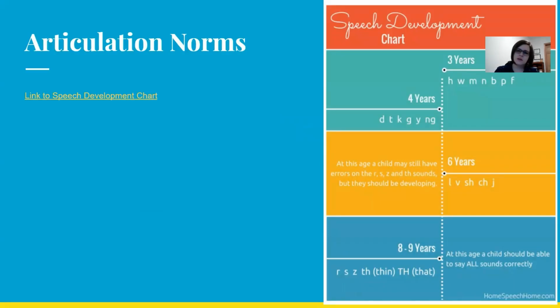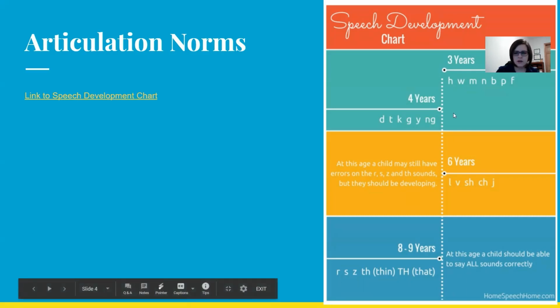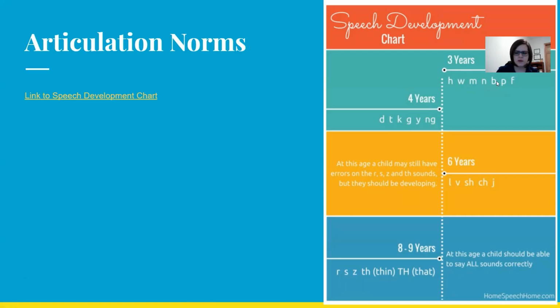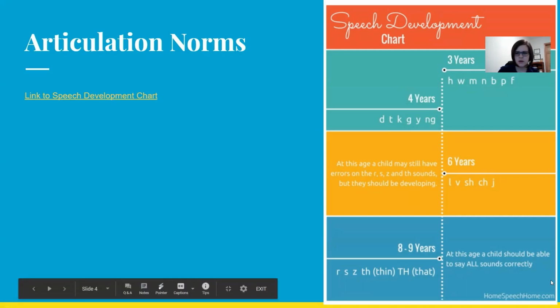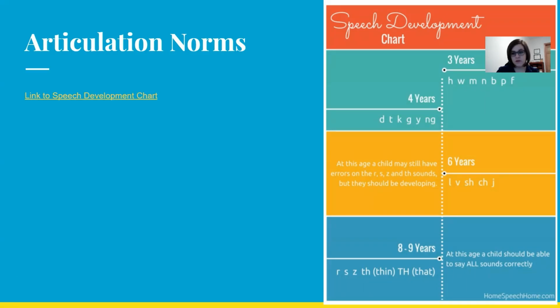Articulation norms. This is what we base our decision making off of when we decide what sounds your child might need to work on. It's helpful as a parent to be able to know what you're looking for. That way, maybe your child's having difficulty with a sound, but you can see on the chart that at this point you don't need to be concerned about that, and modeling that sound might be enough for right now. This link right here will bring you to this chart. This is one of my favorite websites, homespeechhome.com. It has a lot of really good resources for parents and for professionals as well.